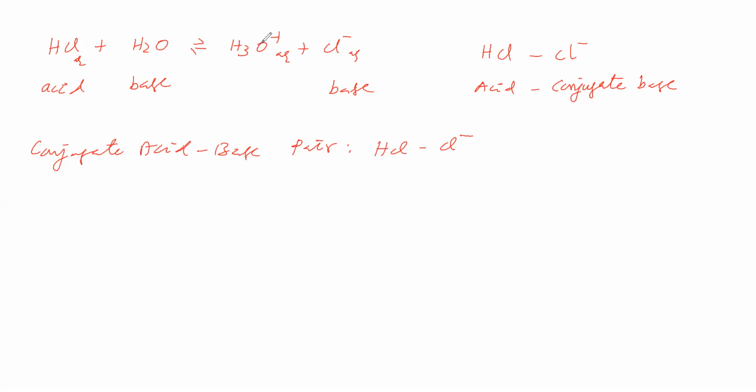This H3O plus is donating H plus to Cl minus and becomes water as per the backward reaction. Therefore, H3O plus is acid. Now, H2O and H3O plus are what we can say is a conjugate acid base pair.